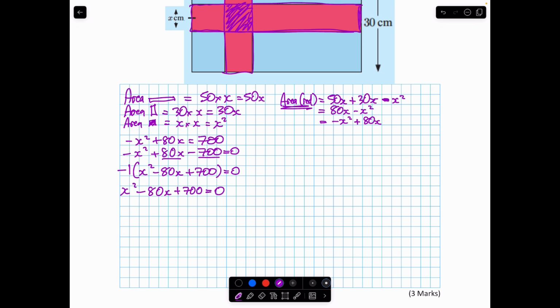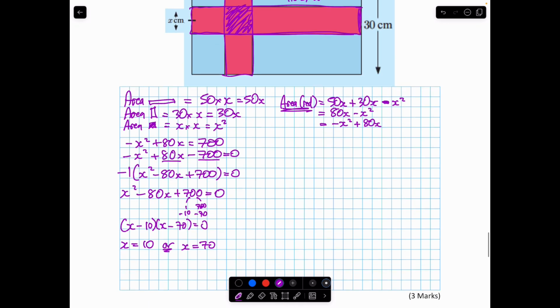Why is that helpful? Because I can do sum and product. 1 and 700 will never get me 80, but I know 10 and 70 will. Which combination? Negative 70 and negative 10 will add together to get negative 80, and also negative 10 times by negative 70 is going to be positive 700. So x take 10, x take 70 will equal 0. So we have x is equal to 10 or x is equal to 70.